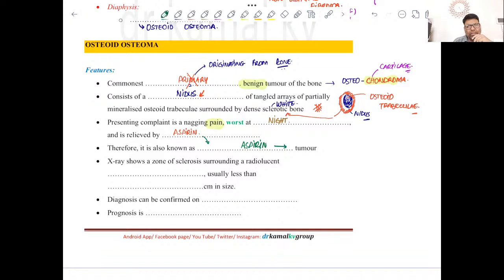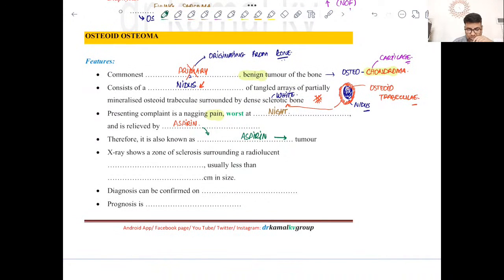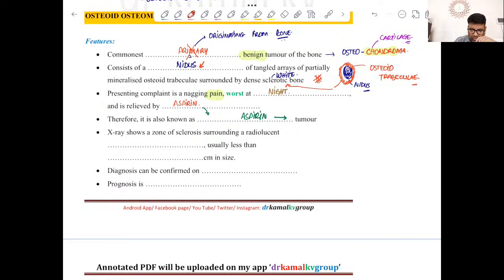So if you find anything like this with a classical x-ray, straight away you can go to osteoid osteoma, right? On x-ray we have already discussed that on the outer side there will be a zone of sclerosis, and sclerosis is what? It is whiteness, all white, and there is a radiolucent nidus. Now lucent means black on x-ray. So if I say radiolucent, it means the tissue will appear black on x-ray.